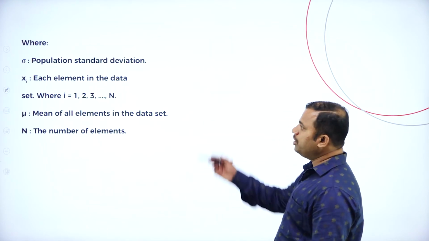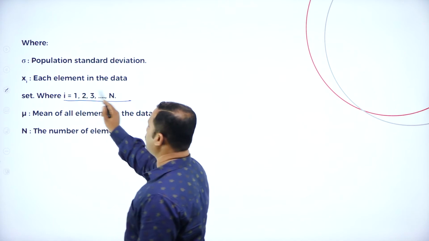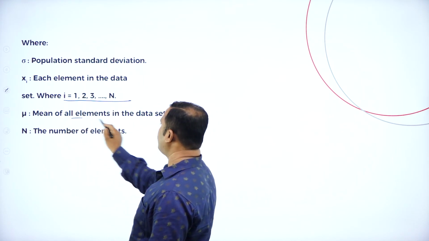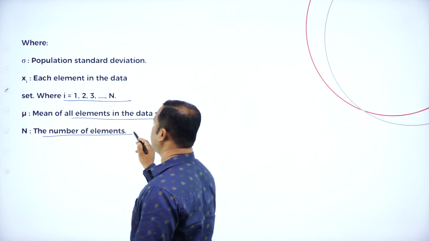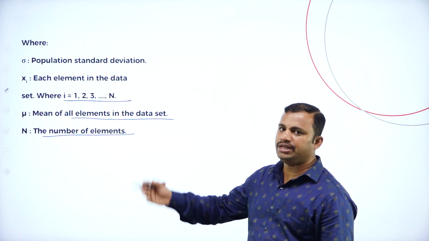Where the population standard deviation includes each element in the data, i varies from 1 to n. The mean of all the elements in the data set, n is the number of elements, that is, the mean is equal to the sum of all the elements divided by n, which gives me the mean.